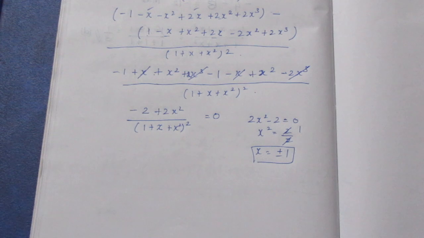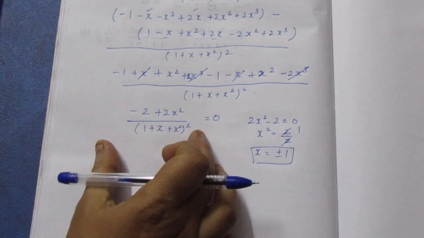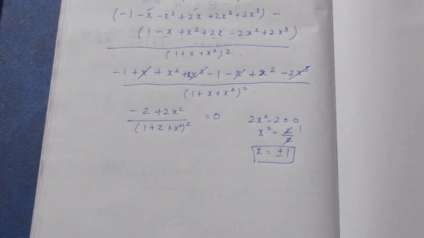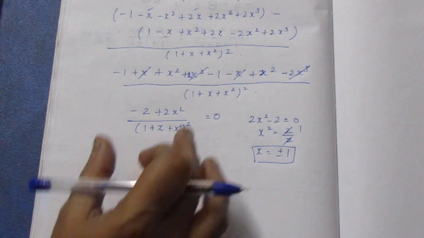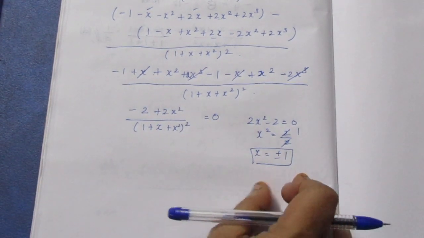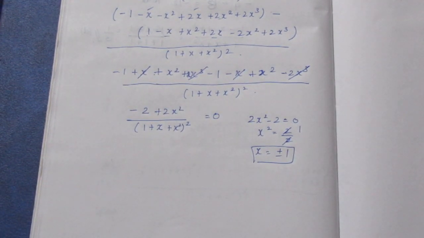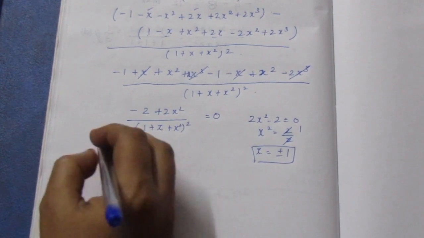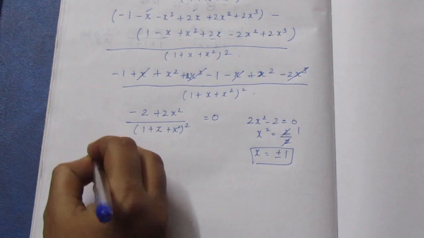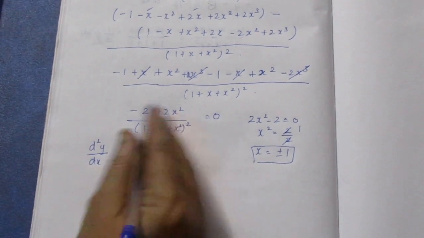To find which value gives the minimum and the maximum, we need to do the second differentiation of the given expression. The first derivative we have already found, and we wrote it equal to 0 to find the x value. To find which value gives you the minimum, I am going to differentiate this again. So we need to find the second derivative, that is d square y by dx square. The same pattern.